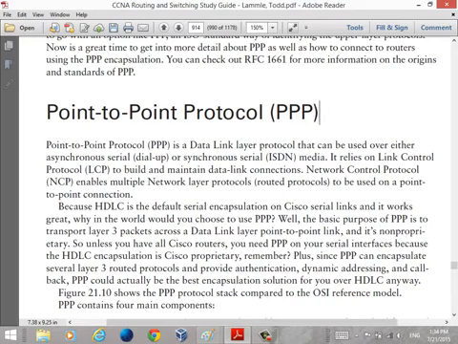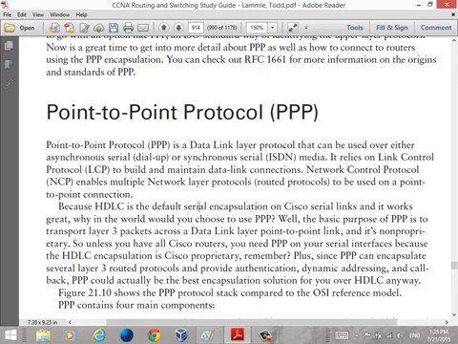Next thing, I will read. It relies on LCP to build and maintain data link connections. NCP enables multiple network layer protocols to be used on a point-to-point connection. Now, PPP actually works on two protocols, NCP and LCP. NCP stands for Network Control Protocol. LCP stands for Link Control Protocol.